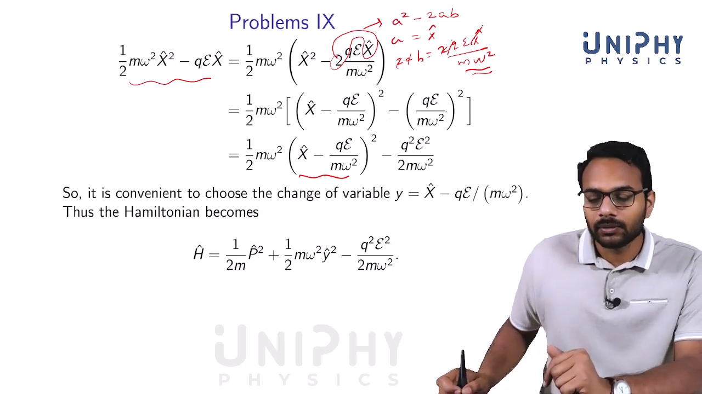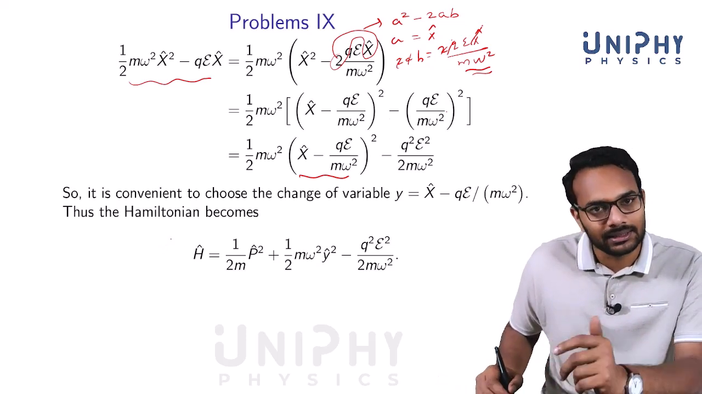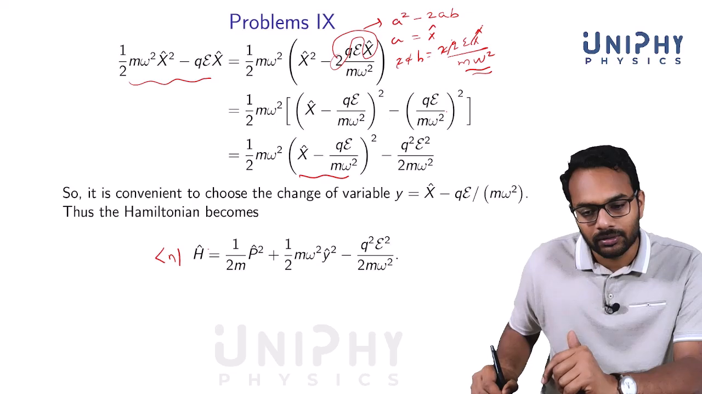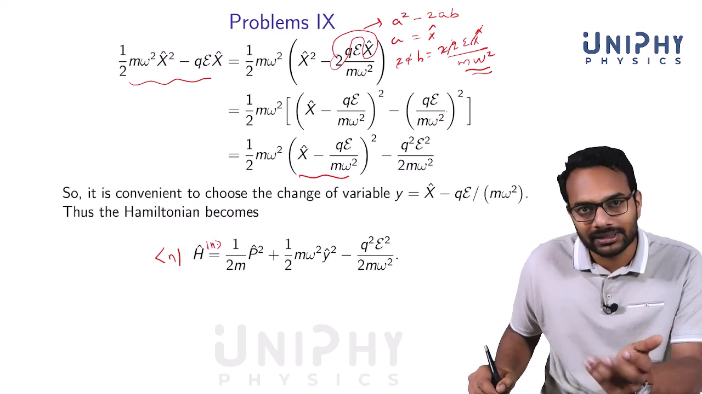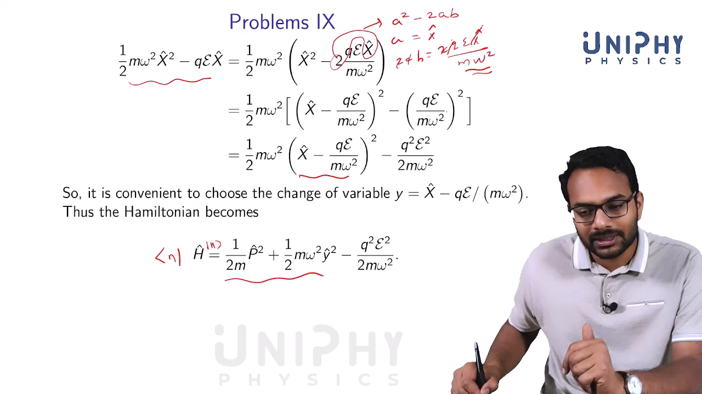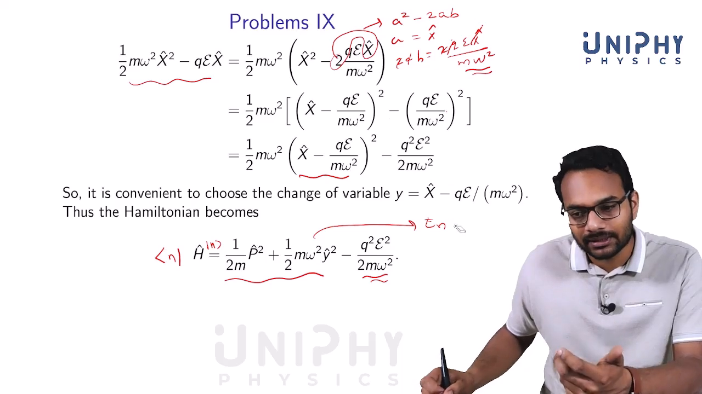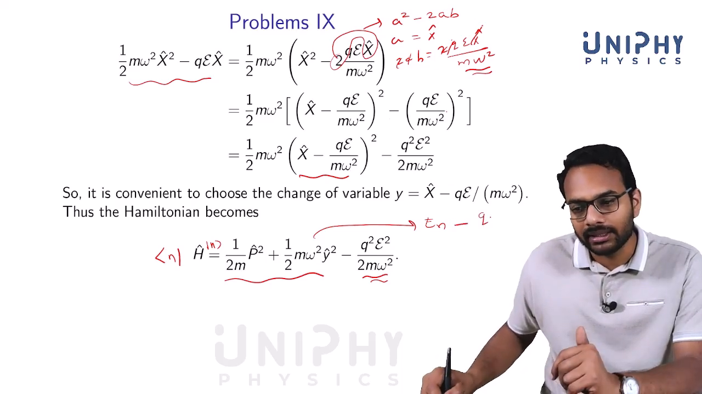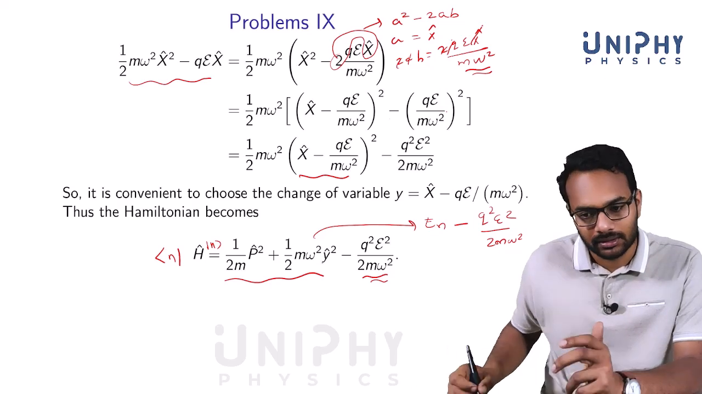So what we have here is an extra term, and as just before, let's take the expectation value in the energy eigenstate. Then we know that we get the energy eigenvalue, just as I said before. So corresponding to this part, you will get En, and this is the expectation value of a constant. So En minus q square epsilon square divided by 2m omega square. I hope this is clear.